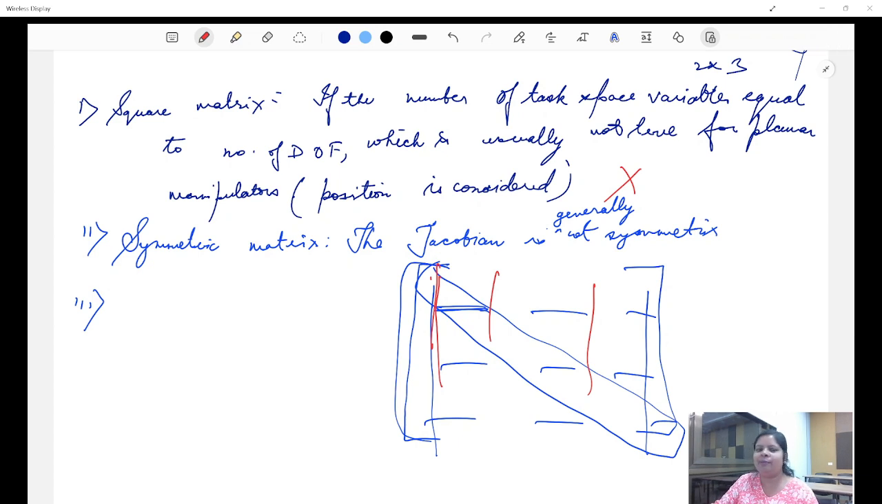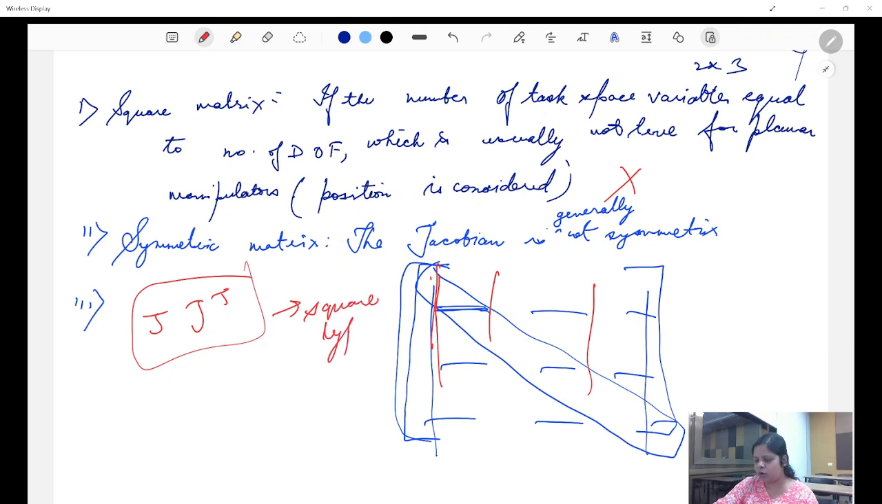Why would we say that? We are not multiplying Jacobian with Jacobian transpose so that we get something of square type, right? We are not doing that. So if we are not doing that, then how is it possible? So this is also not correct.